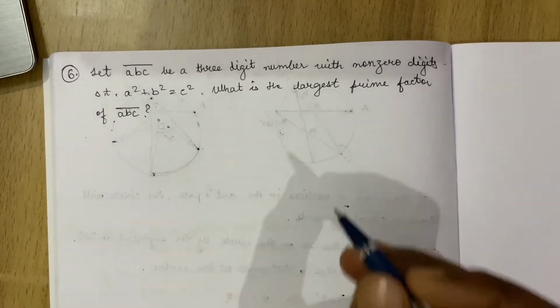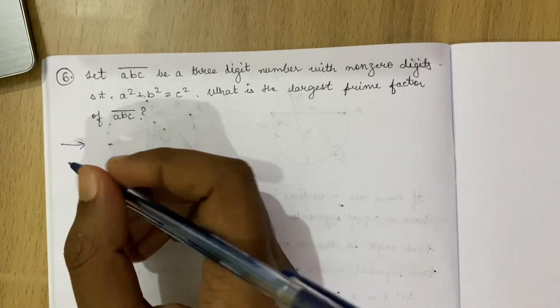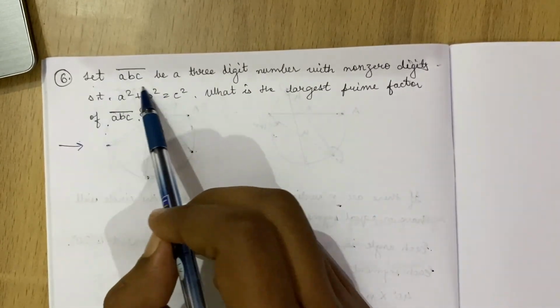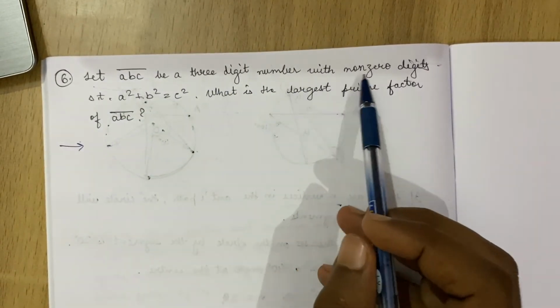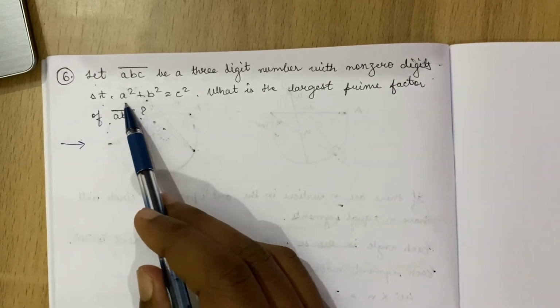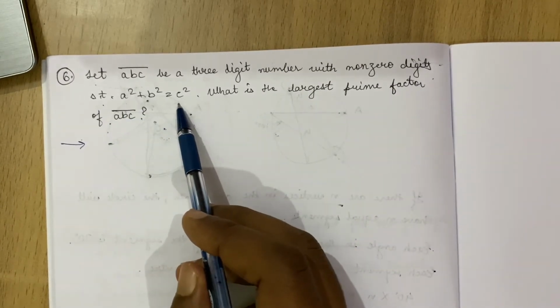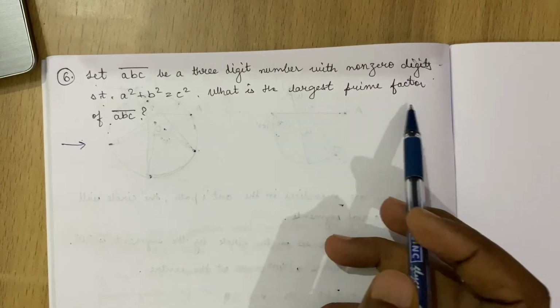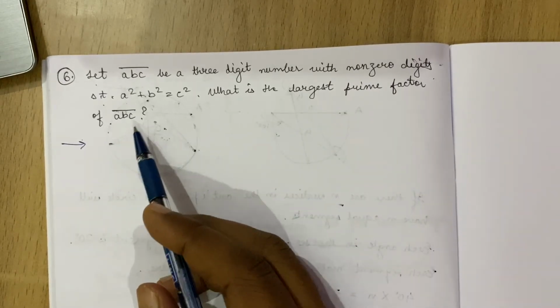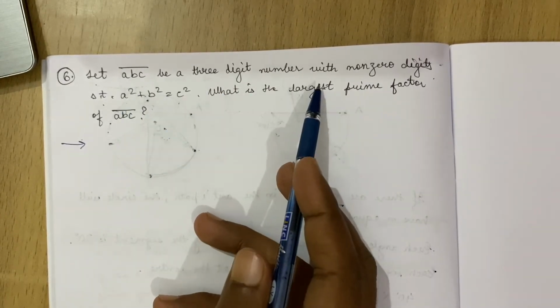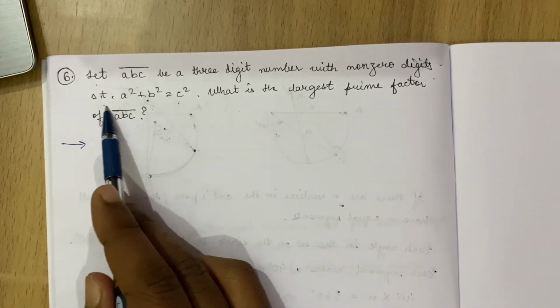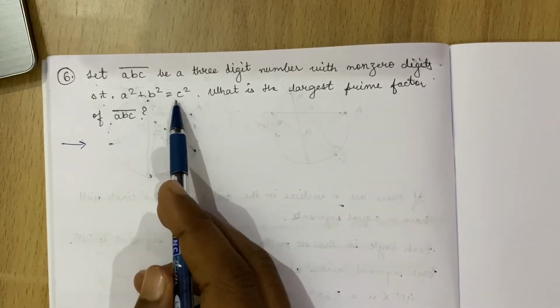Let's look at the 6th problem. This is also a simple one. Let ABC be a 3-digit number with non-zero digits such that a square plus b square equal to c square. Then what is the largest prime factor of ABC?